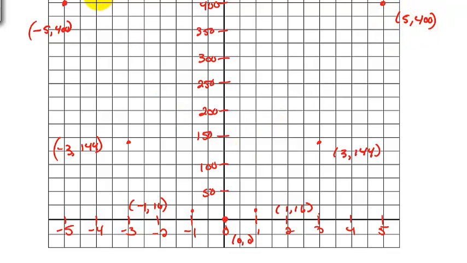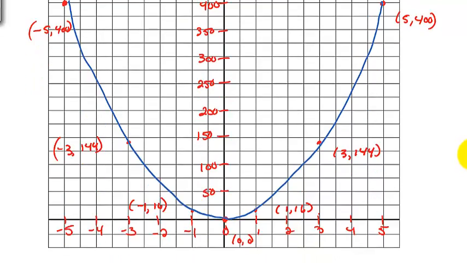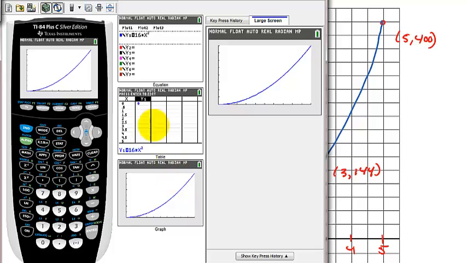And there I have my graph labeled, and then you can connect these dots with a smooth curve. And so there's our graph. It's not perfect, but pretty close. And then verify this on our graphing calculator. So let's pull up the graphing calculator and just show that we get the same thing on that.